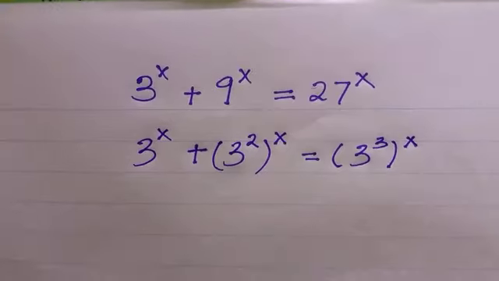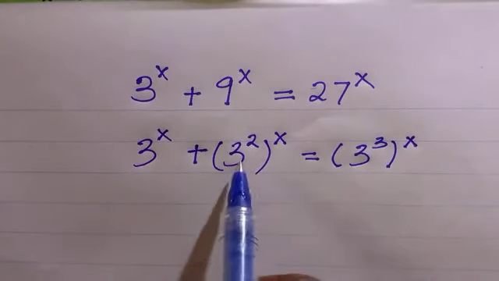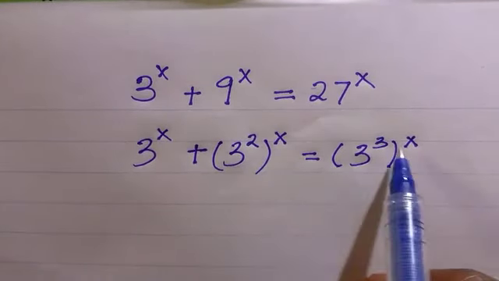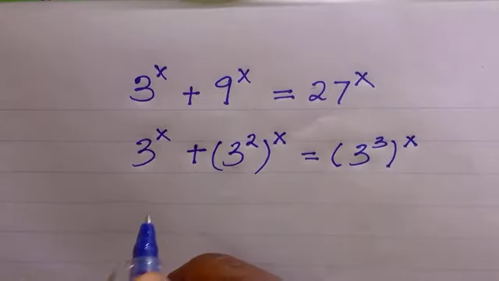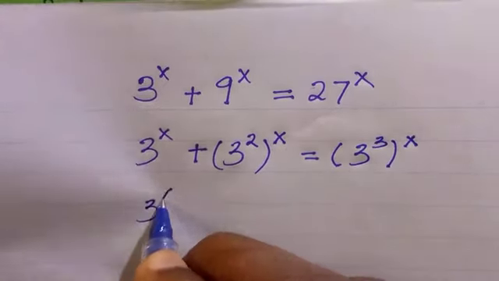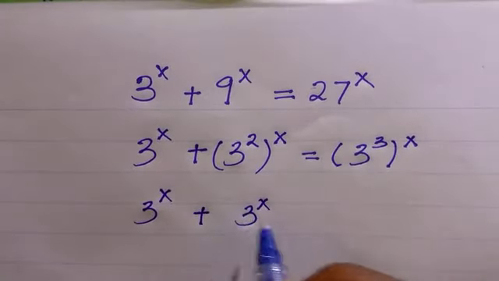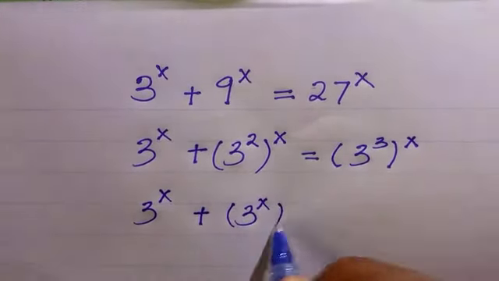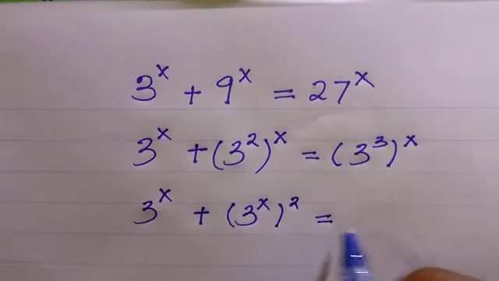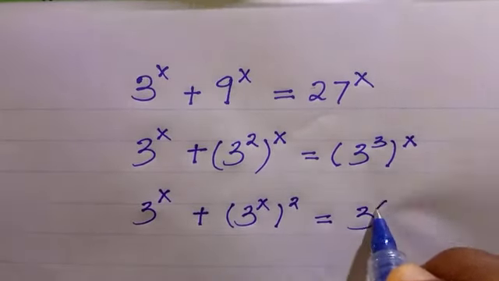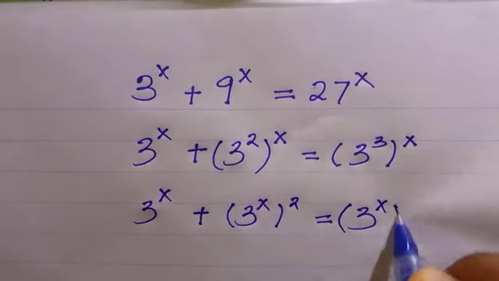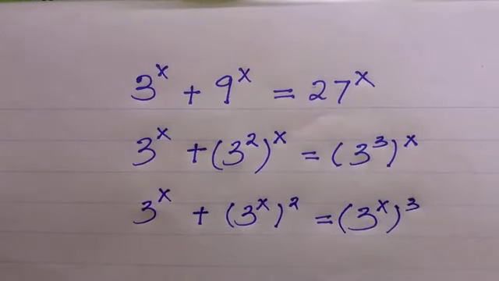The next step is we are going to replace 3 with 2 and 2 with 3, then 3 with x and 3 with x with 3. So therefore we have 3 to the power of x raised to the power of 2 equals 3 to the power of x raised to the power of 3.